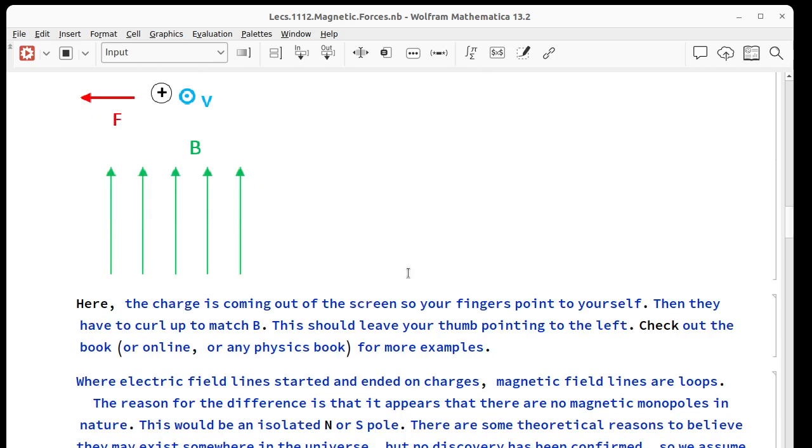What about this one? We start off with the charge coming towards you and the B field pointing towards the ceiling. To do this one, hold your hand, and it'll help if you face your palm towards the ceiling. You've got your right hand fingers pointing towards your face, curl them up towards the ceiling in the direction of the B field. Your thumb will be pointing to the left. So that's the direction of the force on a positive charge. You can look in the book or online or any physics book and you'll see many more examples of this.